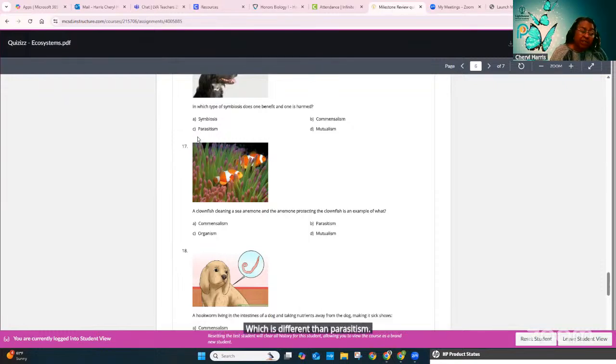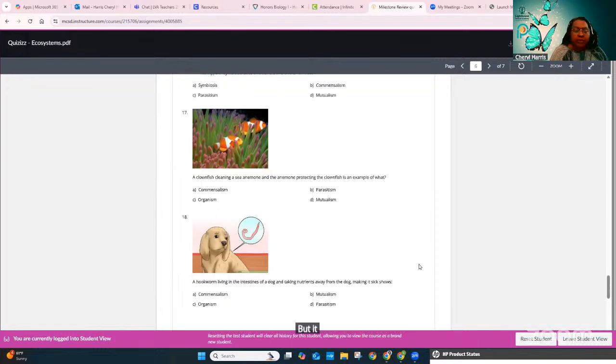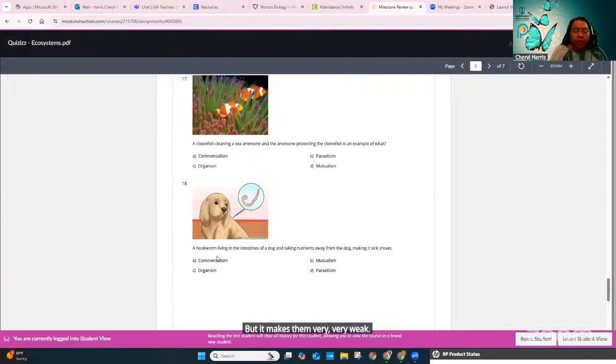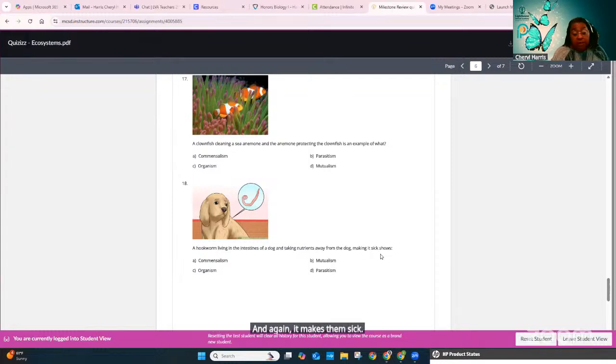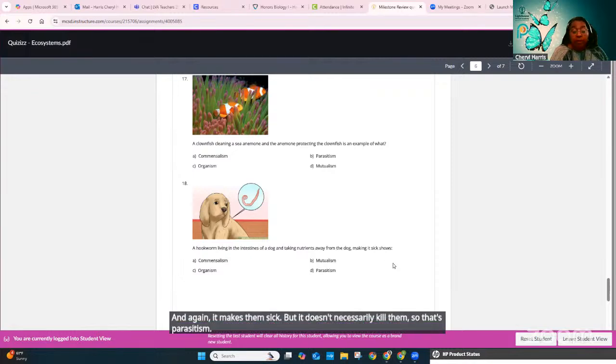Parasitism, the parasite doesn't always kill the host, but it makes them very, very weak. All right, a hookworm lives in the intestines. And again, it makes them sick, but doesn't necessarily kill them. So that's parasitism. All right.